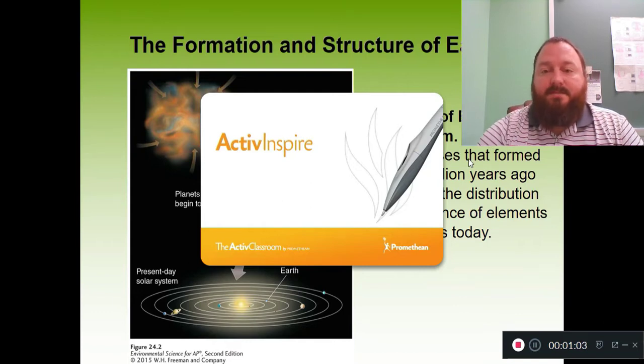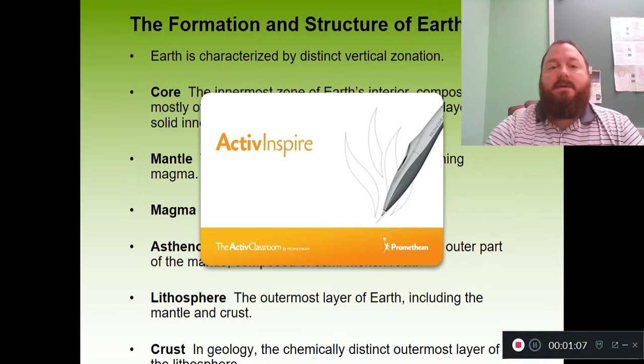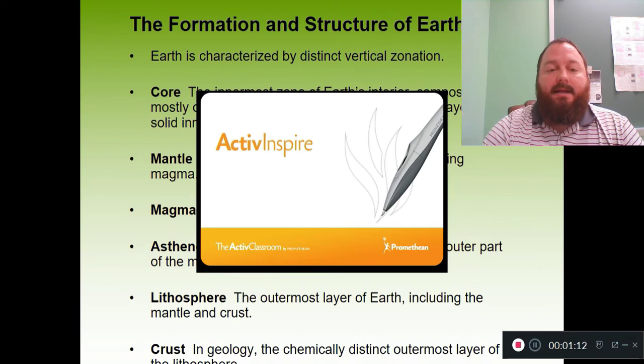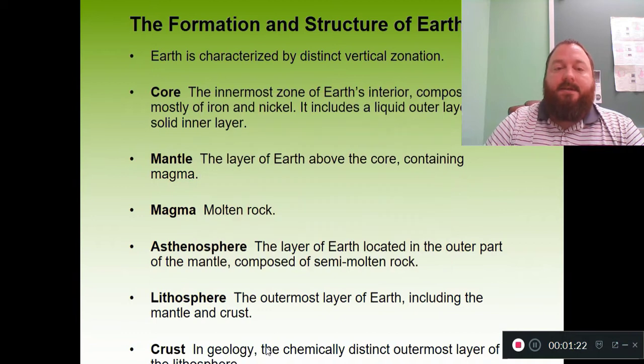So again, 4.6 billion years ago is whenever our planet formed. And it formed in a unique kind of way. It formed into different layers based on either composition or physical characteristics. If we look just at compositional layers, we just have the core, the mantle, and the crust. Those are the three distinct layers.